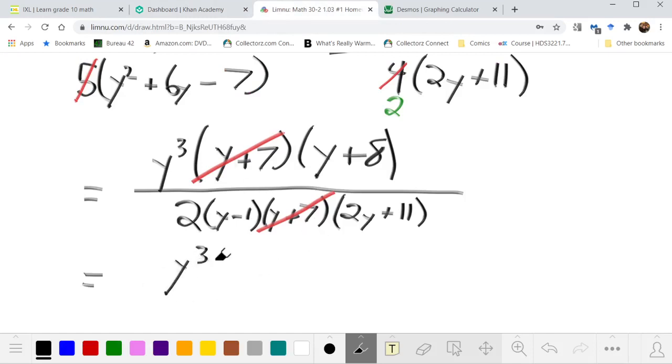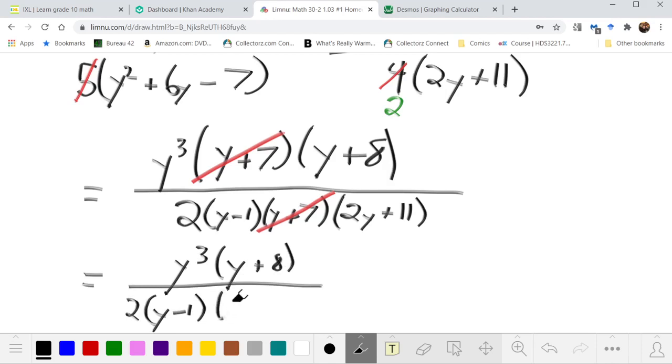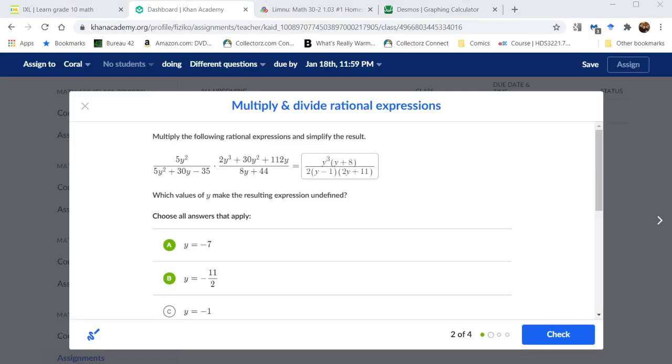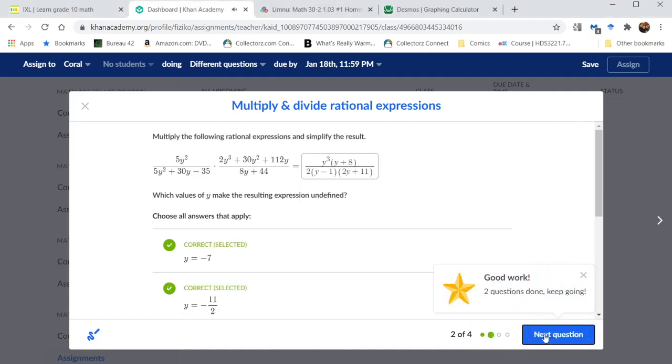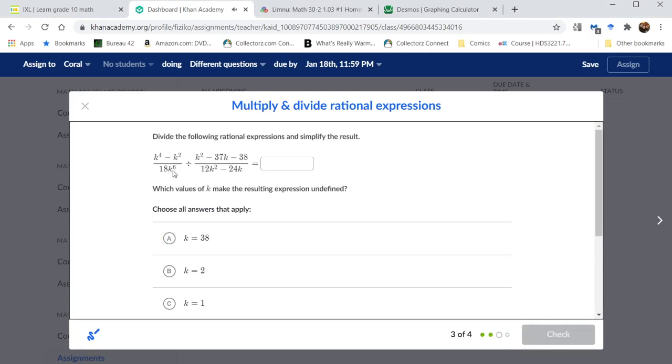So that leaves our final expression as y cubed times y plus 8 over 2 times y minus 1, 2y plus 11, which we just need to transcribe over to our Khan Academy answers. So I paused the video to do that transcription to save a little time. And now we have a division problem.